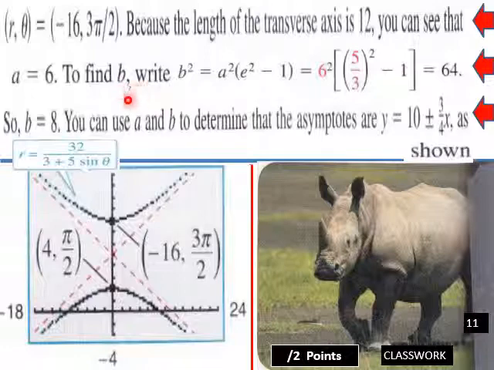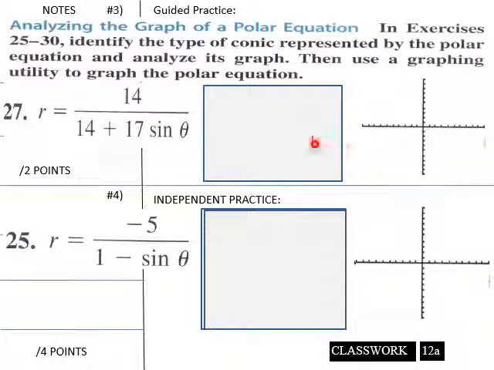B will equal 8. You can use a and b to determine that the asymptotes are y equals 10 plus or minus 3 over 4 x, as shown. So let's try one here to prove this.